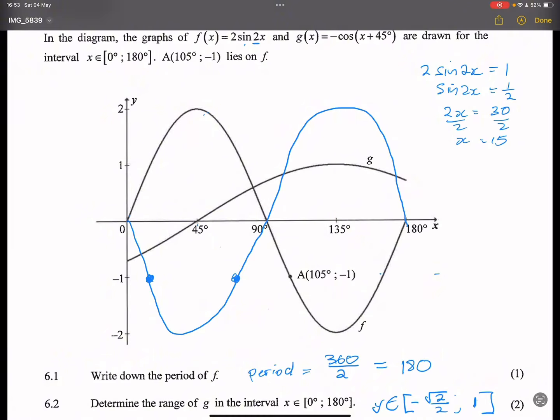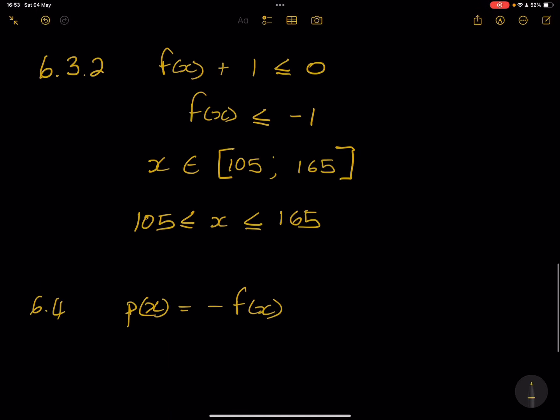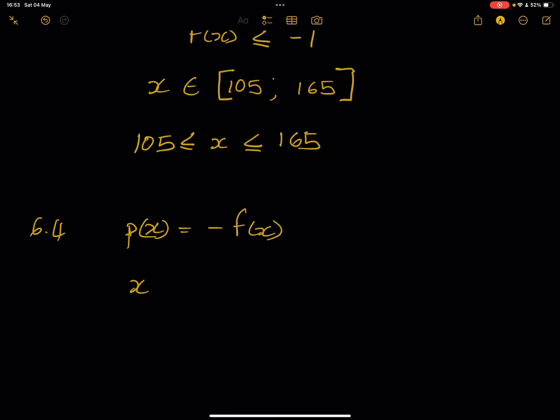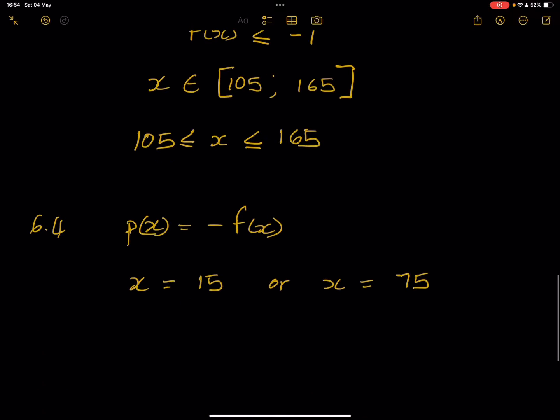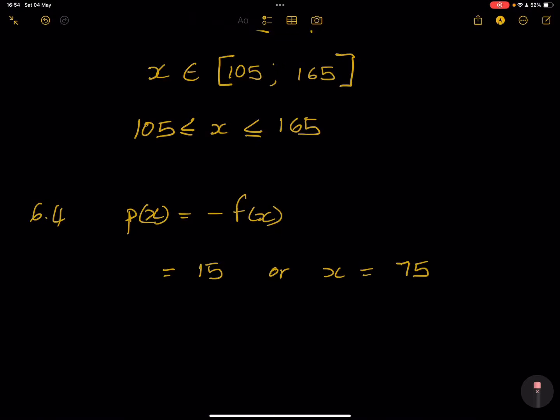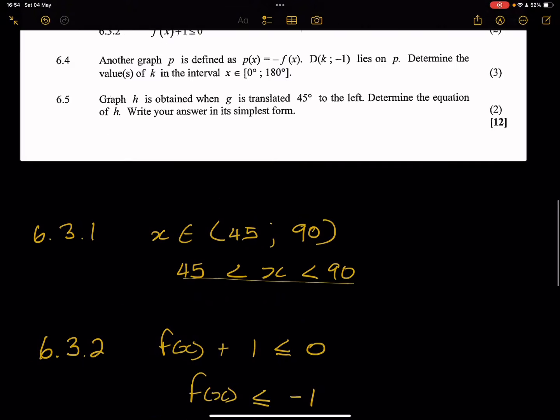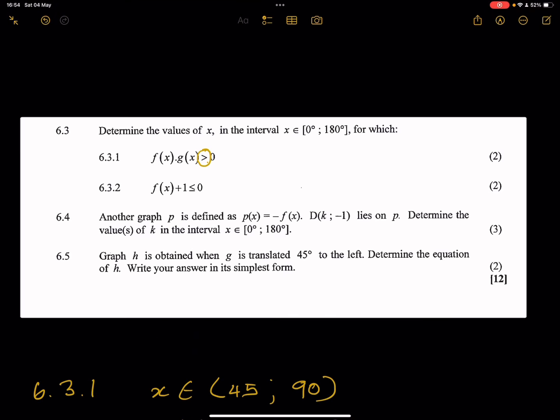So let's do that. x is equal to 15, or x is equal to 75 degrees. Now remember, I should have said k, because they wanted to know the value of k. So k can equal 15, or k can be equal to 75 degrees. I hope that makes sense, guys.